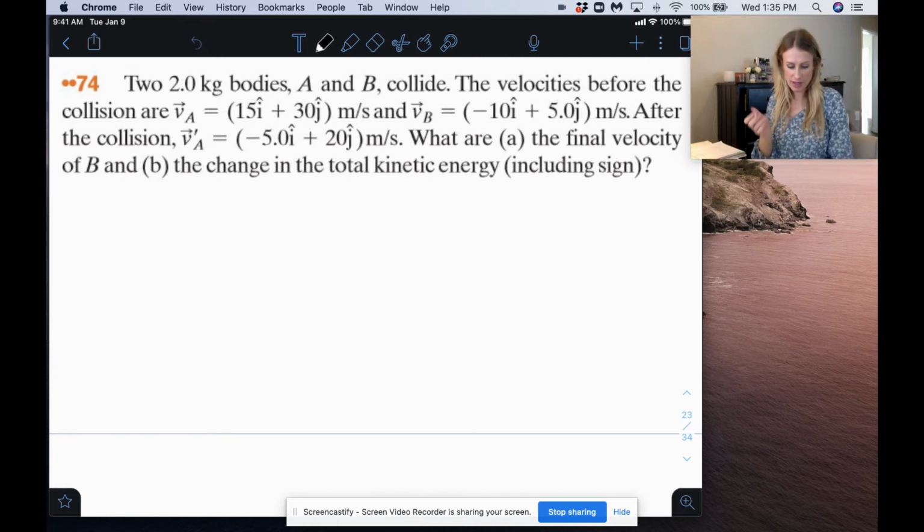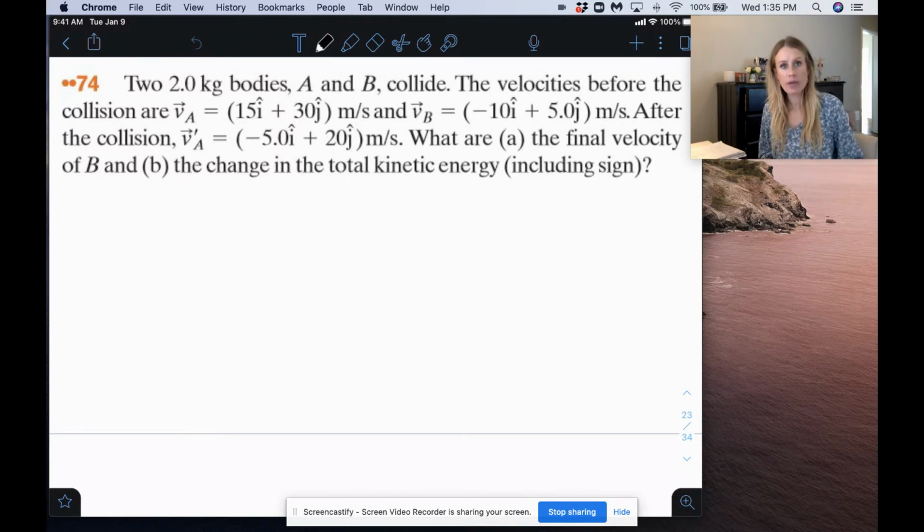All right, so this one's from your book. Two 2-kilogram bodies, A and B, collide. The velocities before the collision are VA equal to 15 i hat plus 30 j hat meters per second, and VB equals negative 10 i hat plus 5 j hat meters per second. After the collision, the velocity of A is negative 5 i hat plus 20 j hat meters per second. What are (a) the final velocity of B, and (b) the change in total kinetic energy, including the sign?